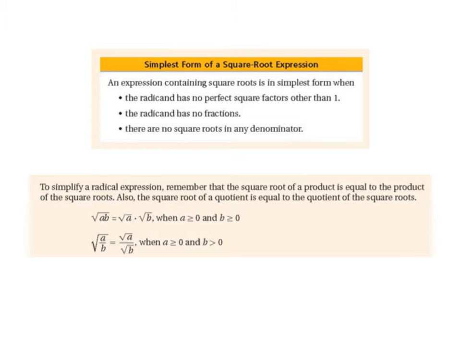So the simplest form of a square root expression: the radical has no perfect square factors other than 1. The radical has no fractions, and there are no square roots in any denominator. To simplify a radical expression, remember that the square root of a product is equal to the product of the square roots. Also, the square root of a quotient is equal to the quotient of the square roots.